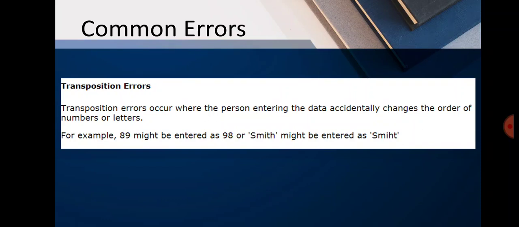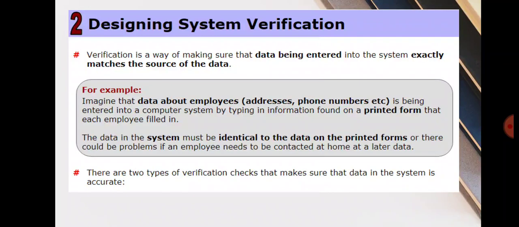Second type of error is transposition error. Transposition error occurs when the person entering data accidentally changes the order of the numbers or letters. Like for example, Smith might be written differently, and 89 you might write as 98. That is possible, isn't it? So this kind of error is known as a transposition error. This kind of error cannot be solved by the validation or verification rules. You have to be careful while entering the data.